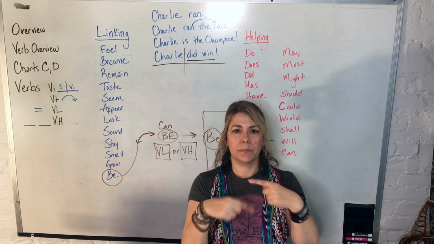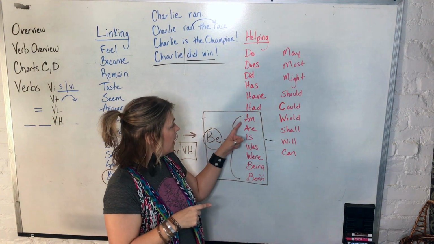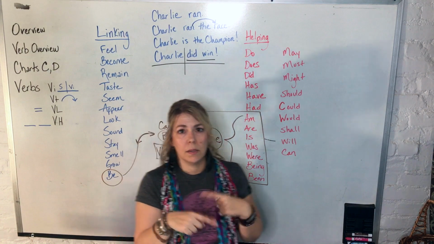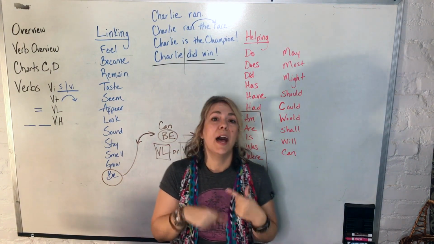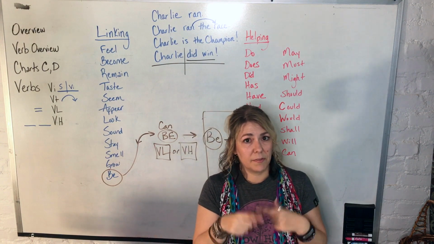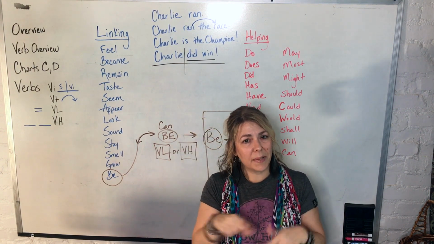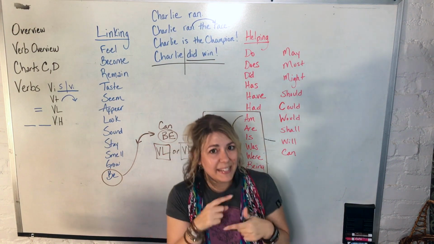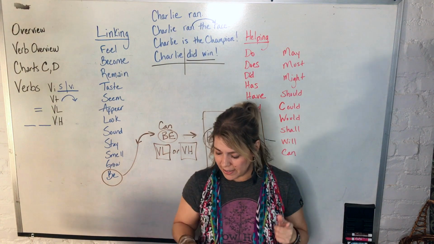Now progressive. Everybody do this. Here you have a to be. Remember, to be's are am, are, is, was, were. So we're going to use those to put in the to be form. And then a present participle is a verb plus ing. All right, so that's what we're going to do here.